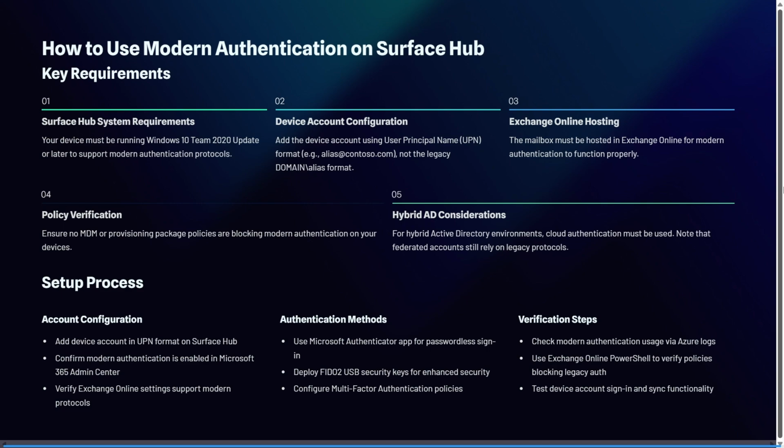The setup process is relatively simple. Add your device account in your UPN format on Surface Hub. Confirm modern authentication is enabled in your Microsoft 365 Admin Center. Verify the Exchange Online settings support modern protocols.